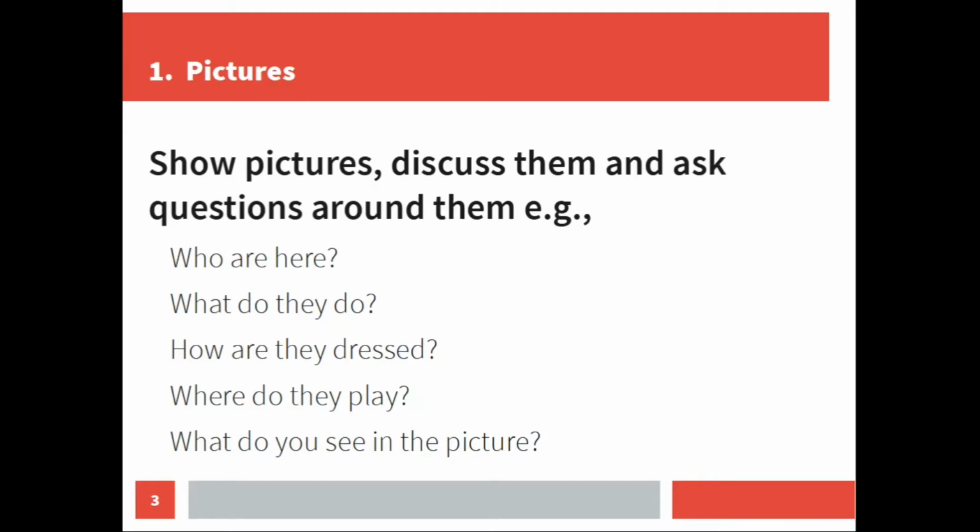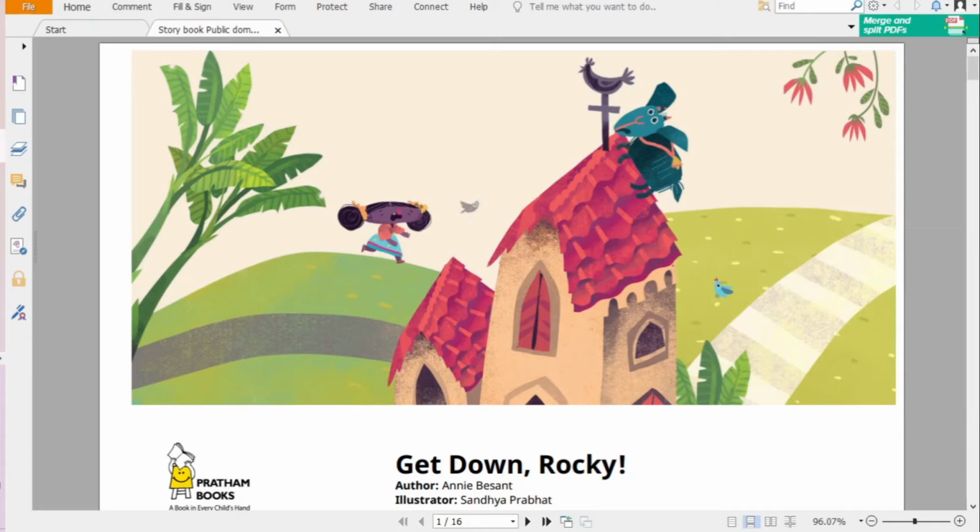The first thing is you show the child the pictures, discuss it with him, and ask questions around the pictures. For example, who are here? What do they do? How are they dressed? Where do they play? What do you see in the picture? In this example, which I downloaded from the internet, you can start from the very cover of the book.